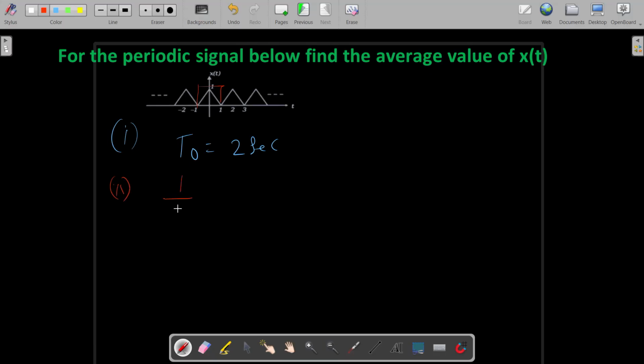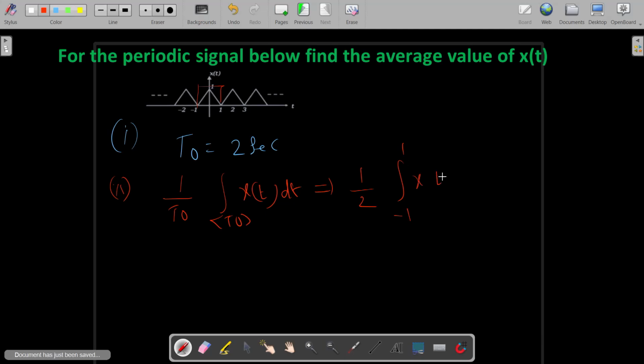What is the formula? 1 by t naught, integral over t naught x of t dt. So this can be written as 1 by 2, integral from -1 to 1 of x of t dt, correct? All we need to know is the expression for x of t. Once you know the expression, we can integrate it and get the average value. So how to get this x of t for the duration -1 to 1?